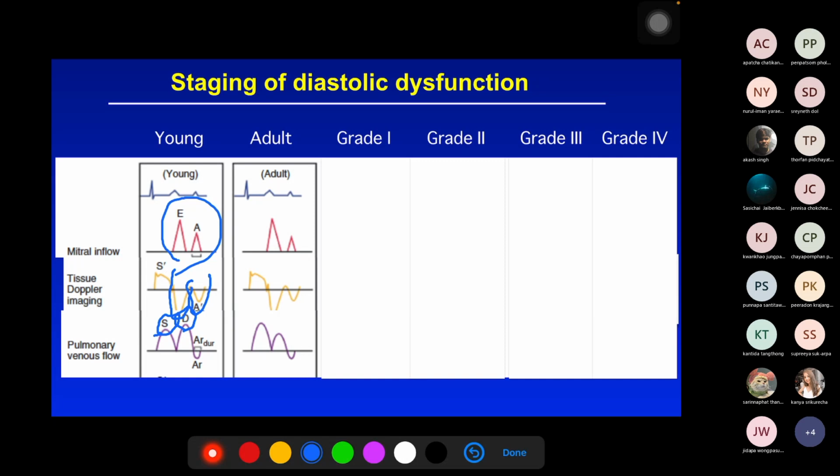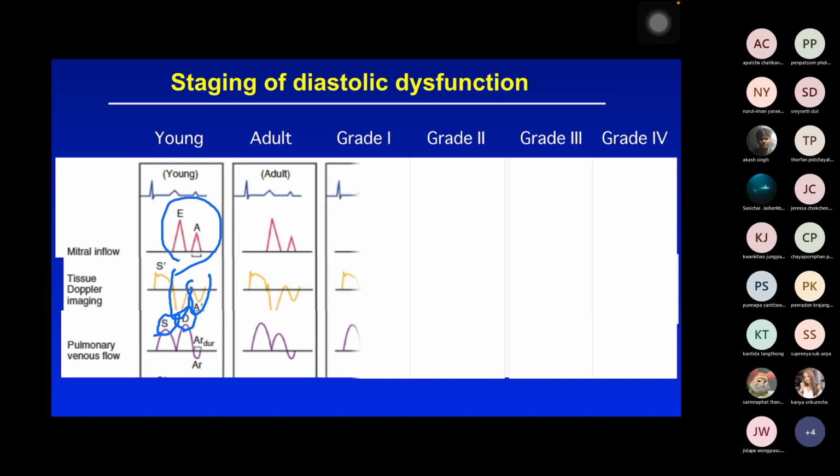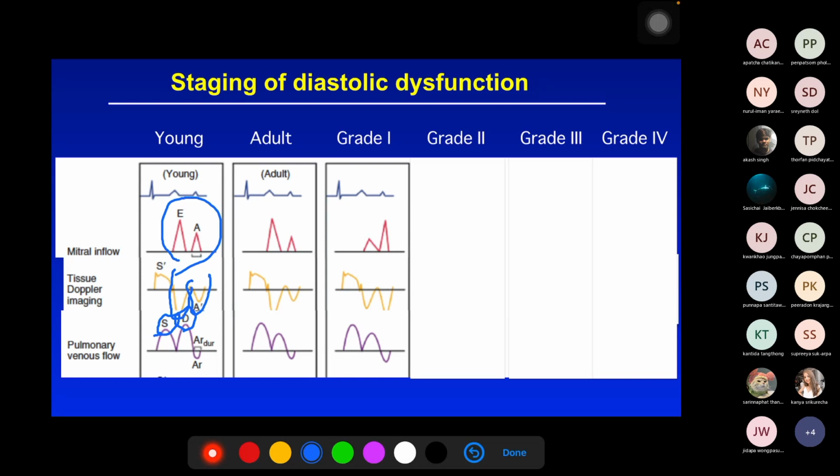Okay, if the patient has grade 1 diastolic dysfunction, you see decreased E velocity and increased A velocity, and the tissue Doppler imaging might show decreased E prime and increased A prime velocity. In grade 1, the pulmonic vein Doppler still shows S over D, and the AR velocity is still normal in grade 1.